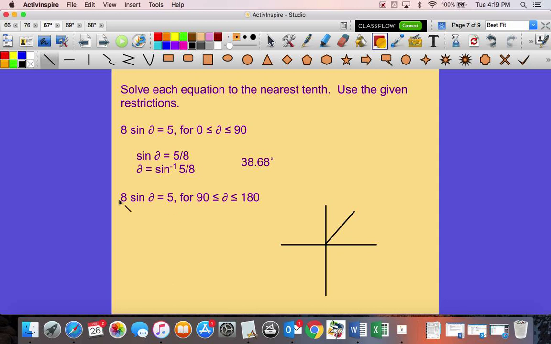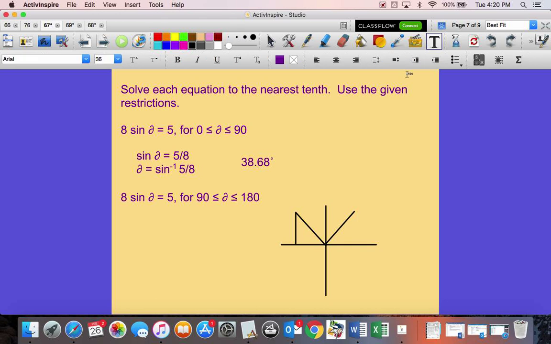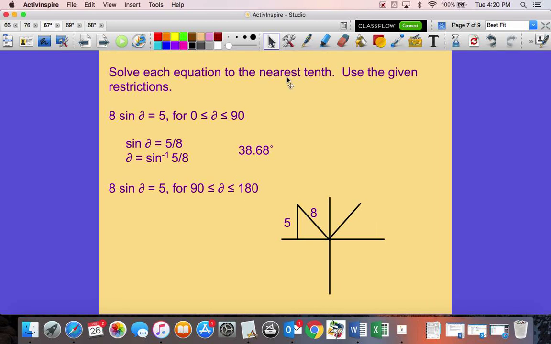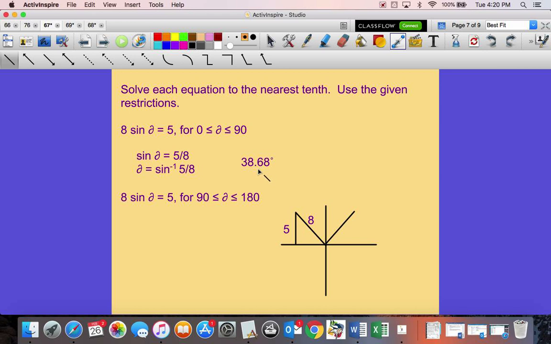We want to find the other one for sine, which would mean we would come up here and then draw our line straight down to make that triangle here. That would mean that our opposite side is 5 here. Our hypotenuse is 8. We don't really care what the adjacent side is. We just want to find this angle here. What we know for sure is that our reference angle is not going to change here. So this 38.68 is also this angle that goes right there.